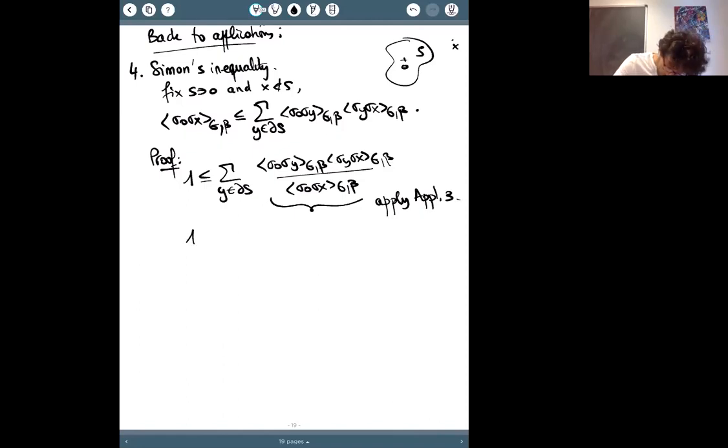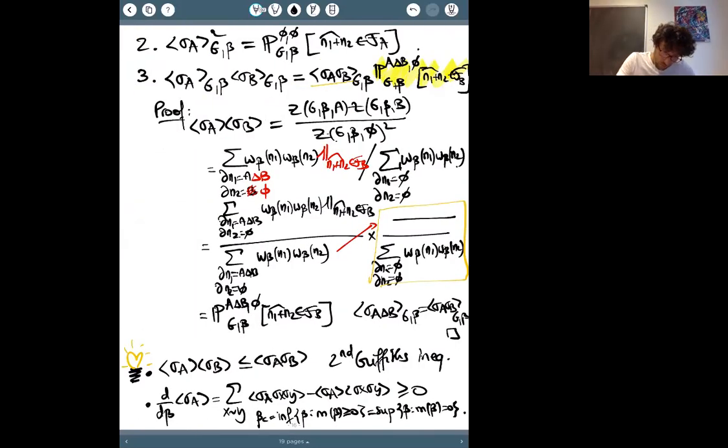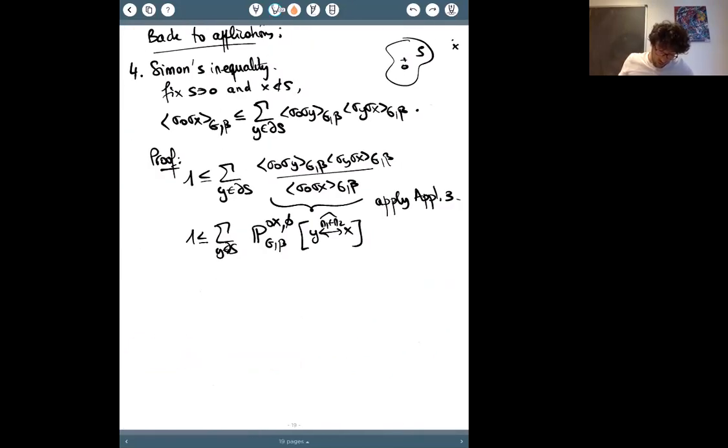This is what? This is the probability, if I put sources zero and x, an empty set for the second current, that y is connected to x in n1 plus n2 hat. This is exactly this thing. It's this case, when you take A, which is 0x, 0y, and B, which is yx. Okay? So it's this trivial application, if you want, of the thing.